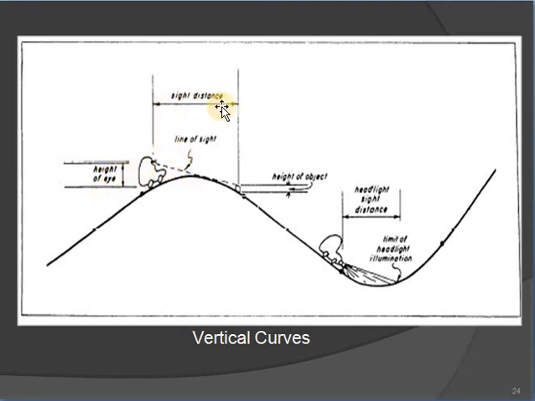Between this is the sight distance. Line of sight should appear on the road pathway. And from up to down again here, limit of headlight illumination. The headlight illumination should be available here, and this is the headlight sight distance. The vehicle which is going frequently here should be free from a rough surface.